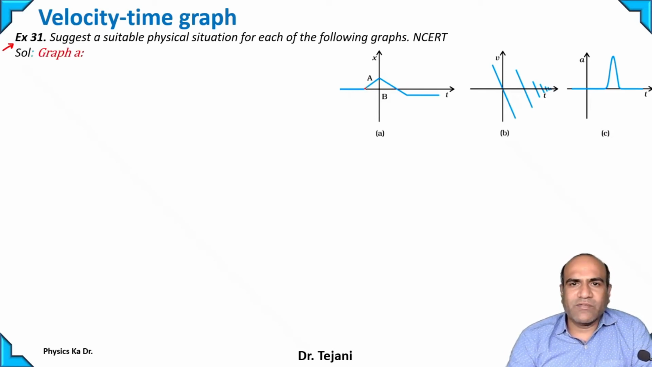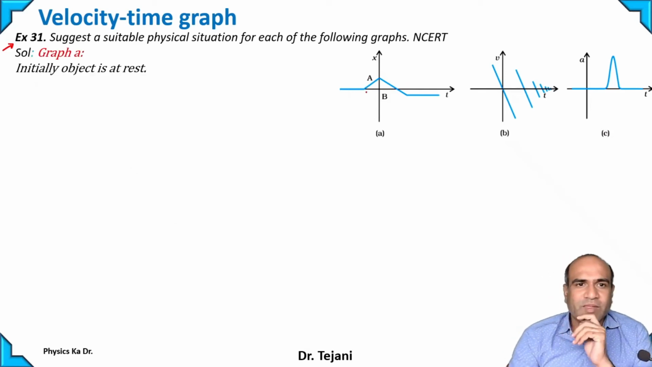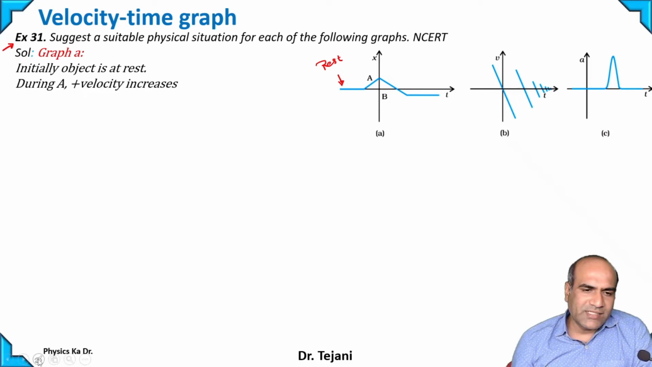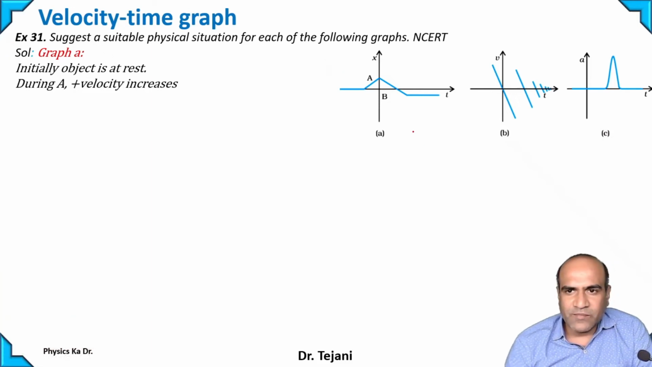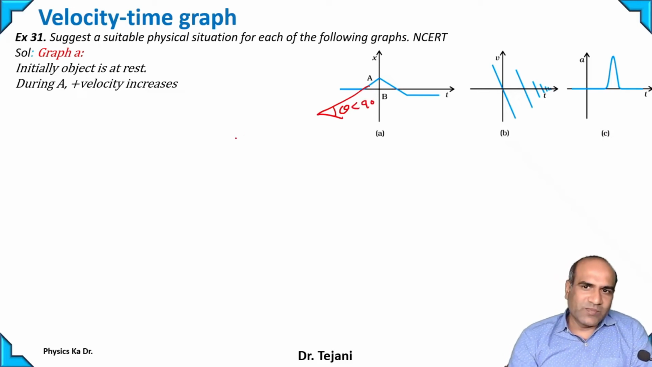Let's see from graph number A. Initially, x is 0. It is at rest. Then for A, let's check velocity. For this, theta is less than 90 degrees, so velocity is positive.